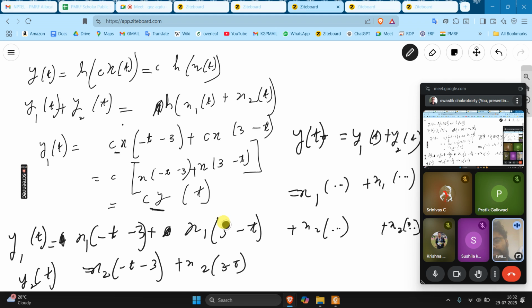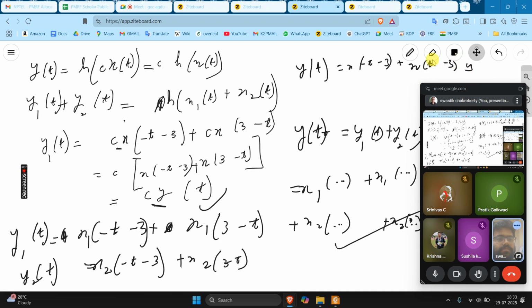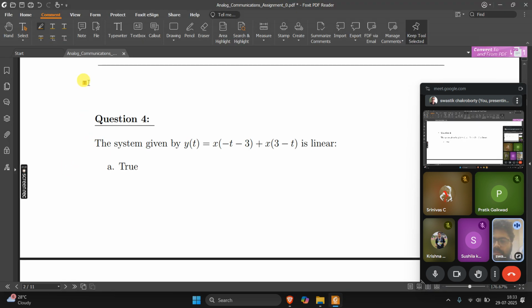So additive and homogeneous together make this system, y of t equal to x of minus t minus 3 plus x of 3 minus t, a linear system. It is linear. So true. So this solves our problem. It is true.